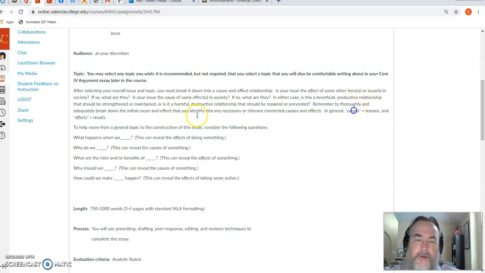So if you want to get away from the cause and effect terminology, you just think about the reasons for something, the reasons why we have a certain law. Well, those are the causes that caused us to have that law. The effects equal results. Okay, what are the results of such and such? Well, that's the effects of doing something. What are the results of having this policy or this law? Well, those are effects. So start somehow thinking about what your topic might be, how you can articulate this in a cause and effect relationship.